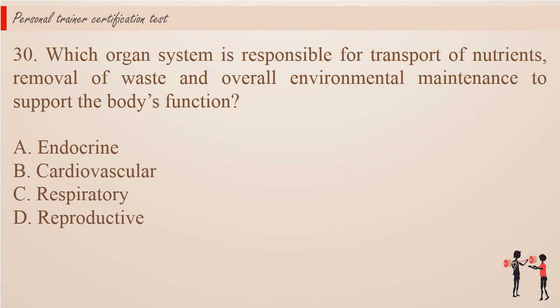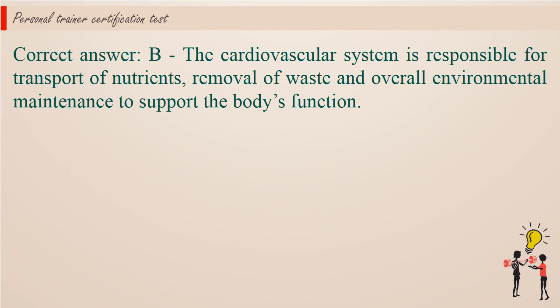Question 30. Which organ system is responsible for transport of nutrients, removal of waste and overall environmental maintenance to support the body's function? A. Endocrine. B. Cardiovascular. C. Respiratory. D. Reproductive. Correct answer, B. The cardiovascular system is responsible for transport of nutrients, removal of waste and overall environmental maintenance to support the body's function.